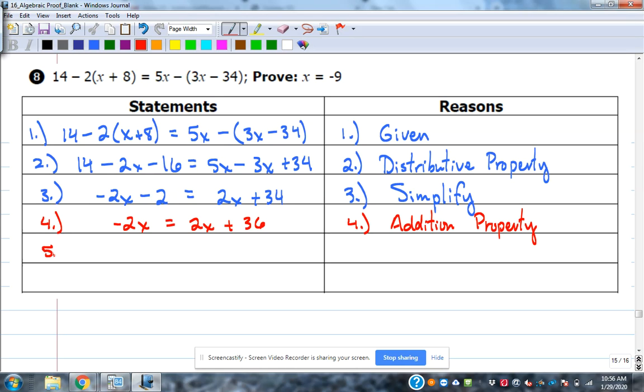And then my step 5, that's going to be my statement. How did I get there? I did subtraction property. And then the last step, x equals -9 by division.